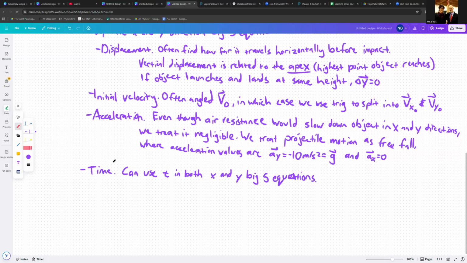So we can use that time in both the x and the y big five equations. It's actually a really, really useful thing. And the reason we get away with that is we can't take our vectors like ay, ax, vx initial, vy. Those vectors have x and y subscripts. We can't just put the y acceleration into an x equation. That does not work. But time is a scalar. That's a big part of the reason why we can do this. And we're allowed to put it in both x and y equations because it's a scalar.